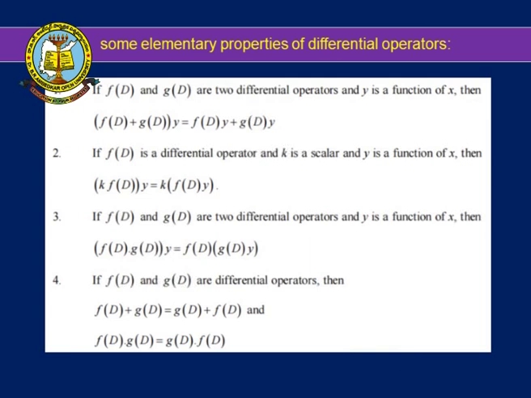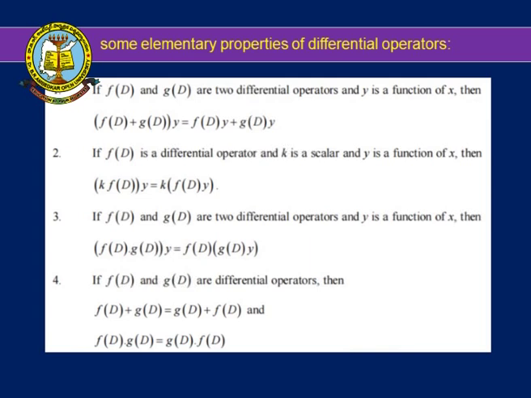The second property is that if we multiply the function by any constant k, then k into f of D into y equals k times f of D into y. Now taking the product of two differential operators, f of D into g of D into y equals f of D into g of D of y. So first we complete g of D into y, and after that we apply the f of D operator.